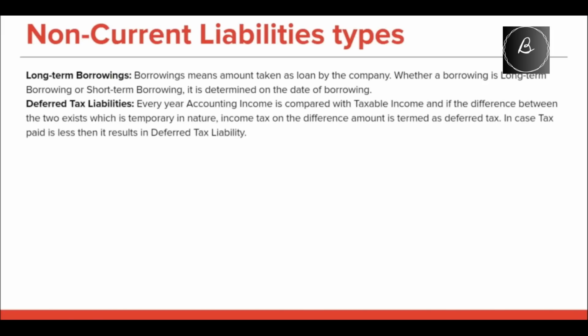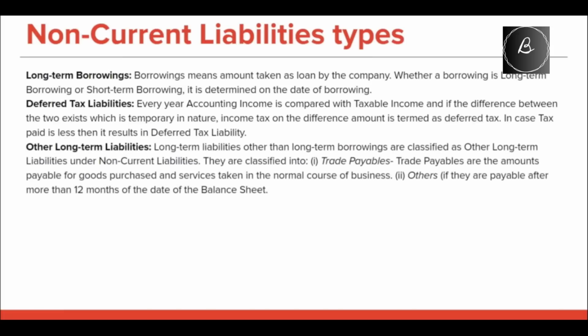Deferred tax liabilities. Every year, accounting income is compared with taxable income, and if the difference between the two exists, which is temporary in nature, income tax on the difference amount is termed as deferred tax. In case the tax paid is less than what it results in, then it would be deferred tax liability.